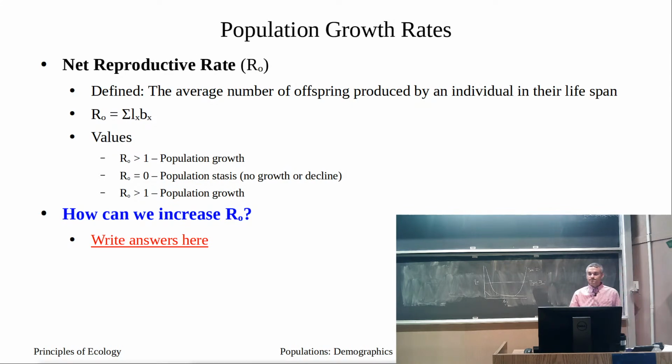So our net reproductive rate is the average number of offspring produced by an individual in their lifespan. It takes into account survival, it takes into account reproductive output. All right? We calculate it from a life table using this R naught, or we calculate it using the sum of that LX-BX column. And we'll do this. Our values are going to range from basically all around 1.